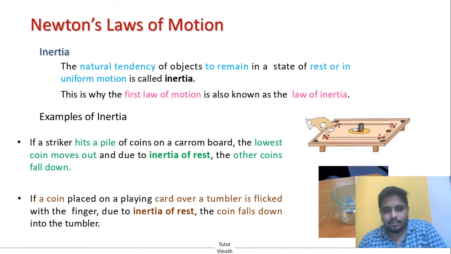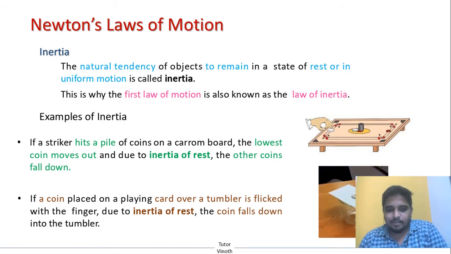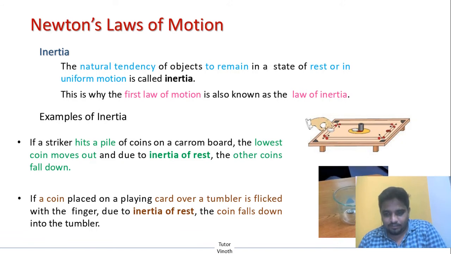Next one, if a coin placed on a playing card over a tumbler is flicked with the finger, due to the inertia of motion, the coin falls down into the tumbler. You see that video, the small glimpse. A coin was placed on top of the card. When a man hits that card, it flies away, but the coin falls down into the tumbler.